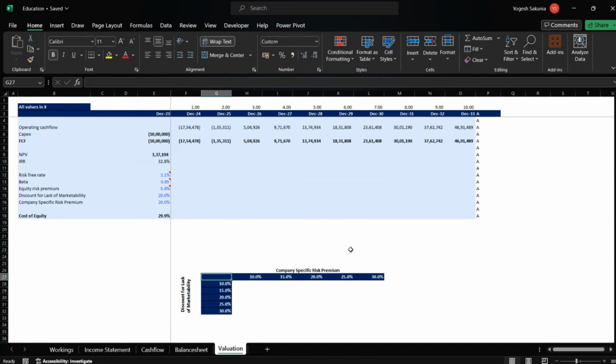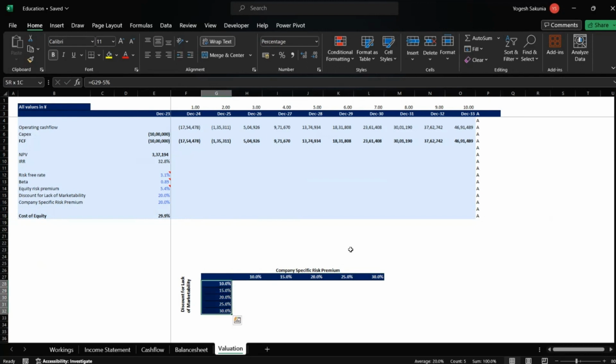To do the sensitivity analysis, first we created a structure, right? Currently your company specific risk premium is 20, but if it is 15, then what? If it is 10, then what? On the other side, if it is 25, then what? If it is 30, then what? You can have any number here, and you need not have every time 5 plus or 5 minus. You can have any number that you want to input here.